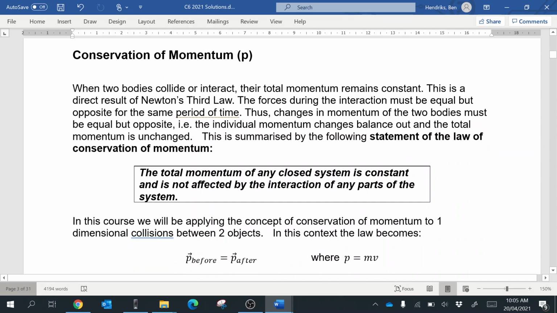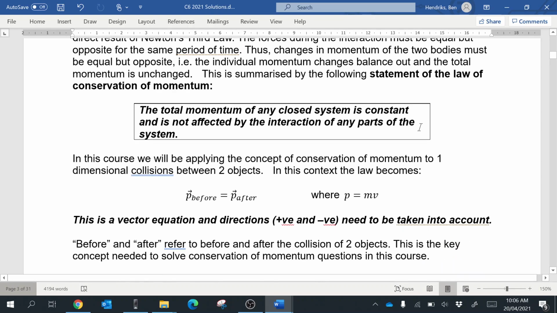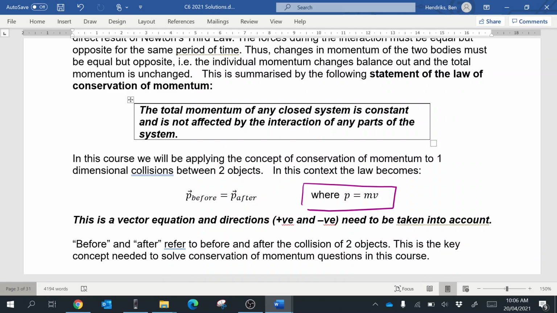So we're starting off with the conservation of momentum, and we are only concerned about when two bodies are colliding, so two moving objects, when they collide, they each have their own momentum. And the important bit from all this writing here are these formulas, really. So momentum, P, so P stands for momentum, and it's equal to mass, the mass of an object times its velocity.